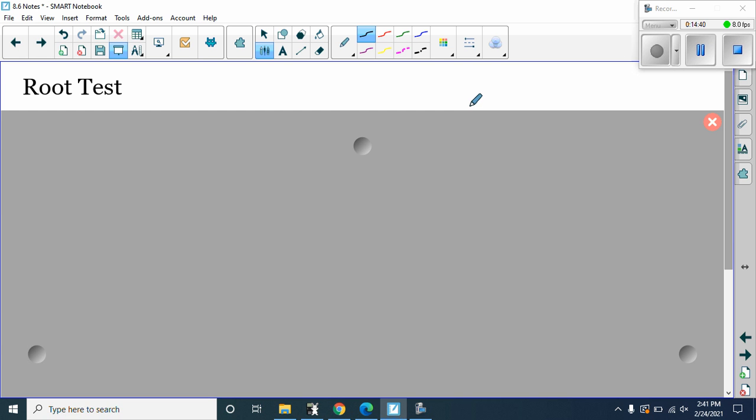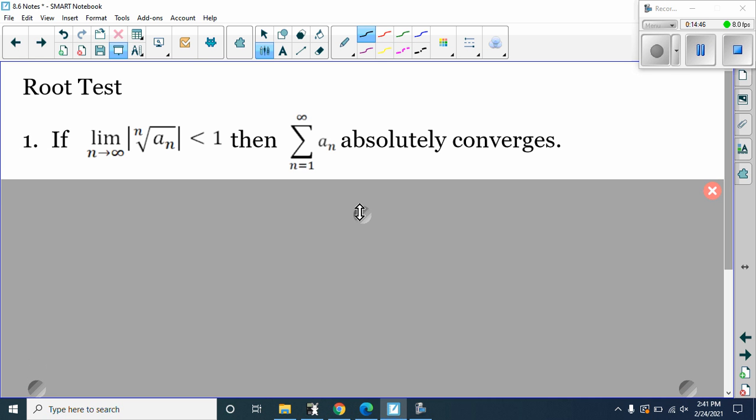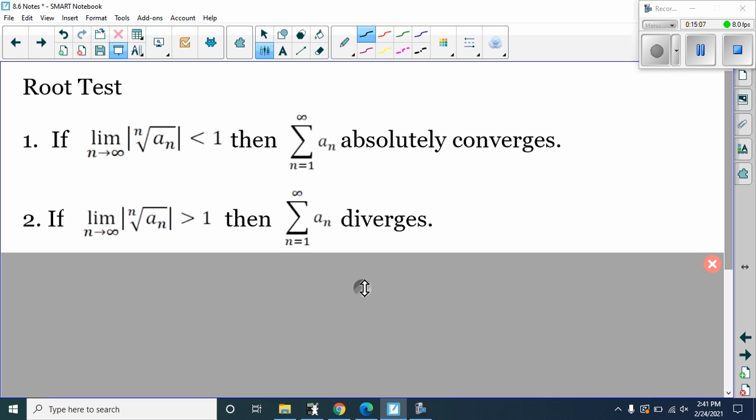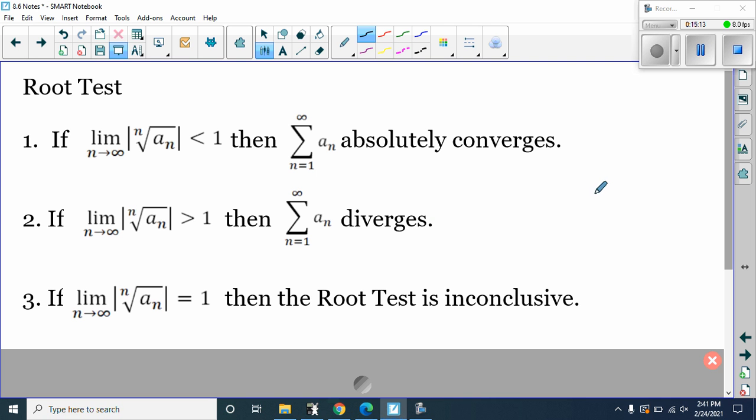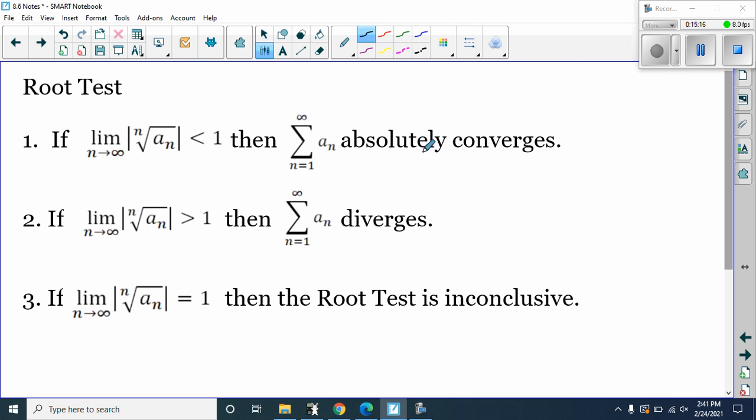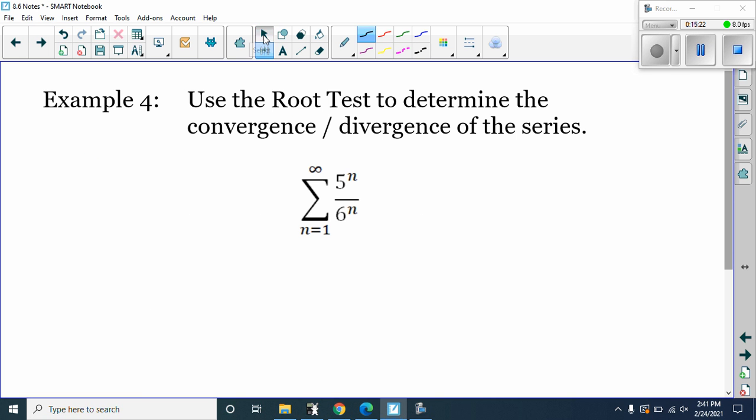The other test, which is probably not quite as important, is the root test. The root test works kind of similar, but instead of taking the ratio of consecutive terms, we are going to evaluate the limit as n approaches infinity of the nth root of a sub n. If that is less than 1, then it converges absolutely. If it's greater than 1, it diverges. And if it's equal to 1, then the root test is inconclusive. And we don't use this one nearly as often, kind of just a special circumstance when we use this one.